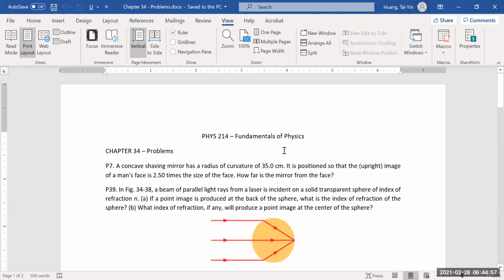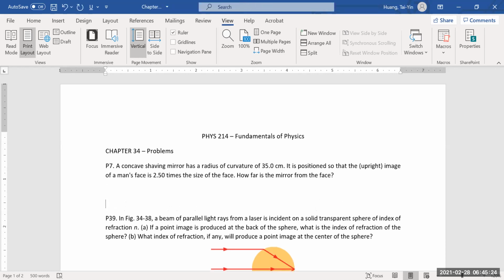Okay, so chapter 34, we're going to do 4 problems. The first one I want to do is problem 7. Problem 7 says a concave shaving mirror has a radius of curvature of 35 centimeters. It is positioned so that the upright image of a man's face is 2.5 times the size of the face. How far is the mirror from the face?